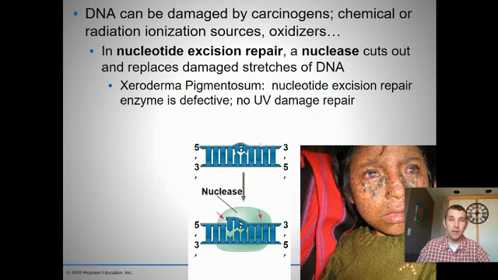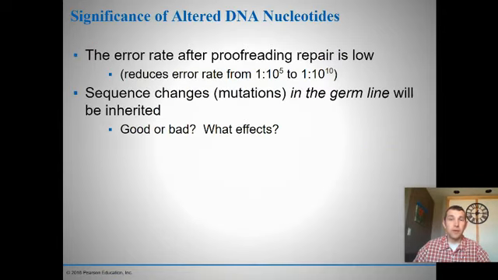And when we inherit bad proofreading or bad repair technology, that's when we have a higher incidence of things like cancers coming after us. So after proofreading, we talk about our error rate normally being 1 in 10 to the 5th being reduced roughly to like 1 in trillions of nucleotides. That being said, we do still have some mutations within your DNA as this gets copied.